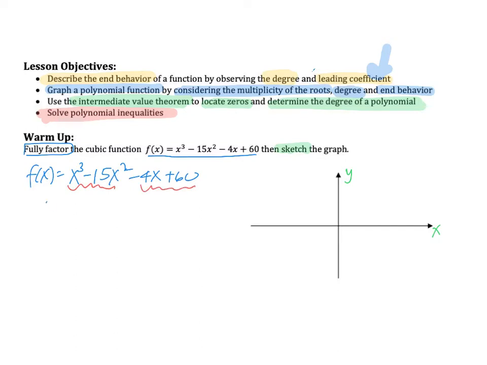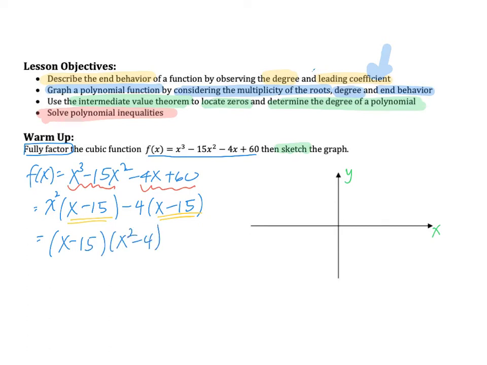My first 2 terms have an x squared in common, so I get x squared times x minus 15. In my second 2, I'm going to factor out a negative 4, so that becomes negative 4 times x minus 15. Remember, when you factor by grouping, these parentheses should be identical to each other because now that's our greatest common factor. So we factor out the x minus 15. What do we have left over? We have x squared minus 4.